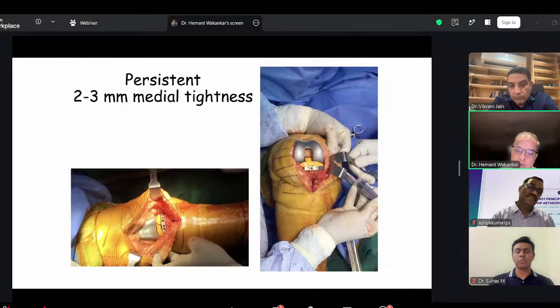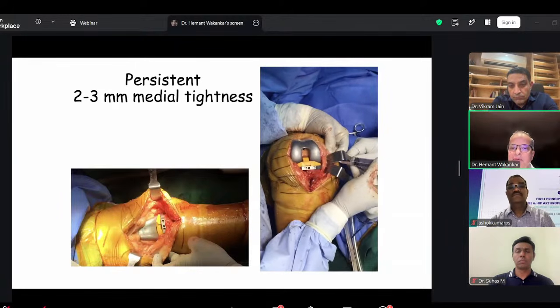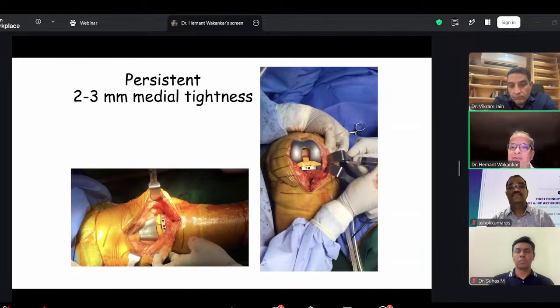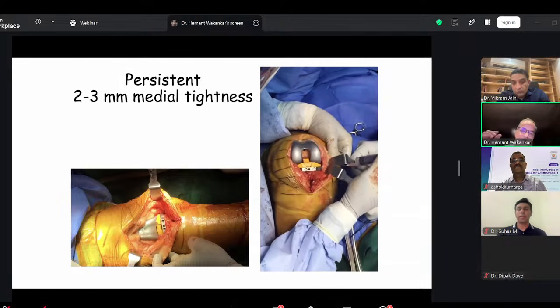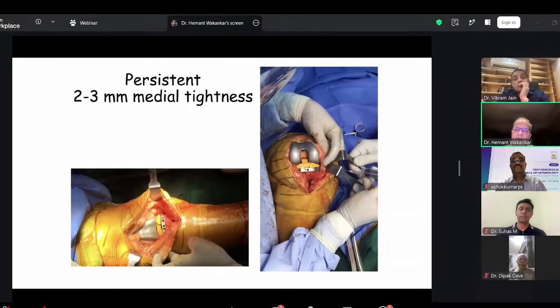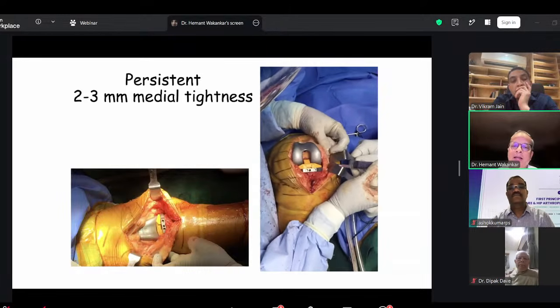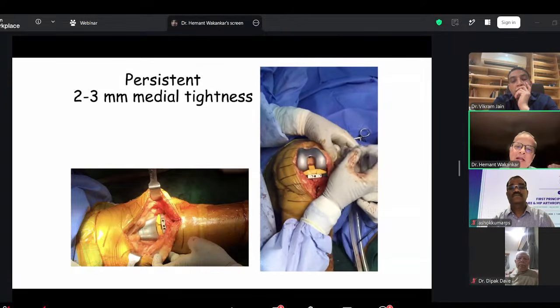So I do what is called pie crusting, using an 18 gauge needle from outside in, and I'm going to have multiple punctures in the entire length of the medial collateral. I can actually palpate the tight area, but most of the time it's the entire length of the tibia. I end up having anywhere from 15 to 18 punctures in the length, and then I can upsize my poly size by a millimeter or two, and then get my balancing right.